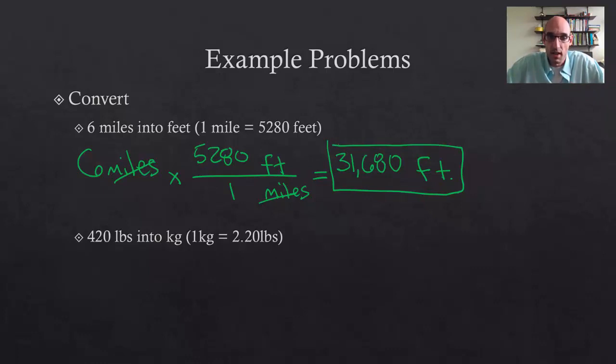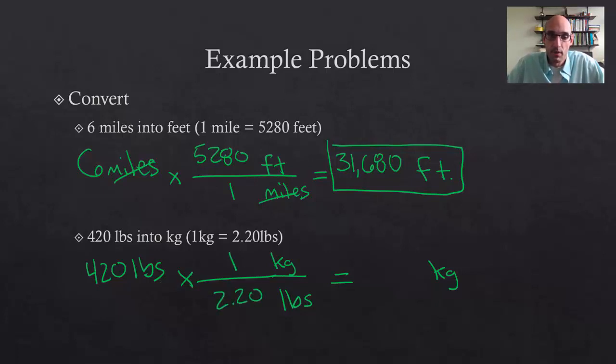So I'll give you a second to try this last one before I do it. So let's take a look. 420 lbs. That's my original number times a conversion factor is equal to. Okay, we want our final answer to be in kilograms, so we'll put kilograms over here. I want pounds to cancel, so I'll put that on the bottom. I want kilograms to remain, so I'll put that on the top. All right, 2.20 pounds for every kilogram. Pounds cancel. 420 divided by 2.20 gives me 191 kilograms. There we go, conversion done.